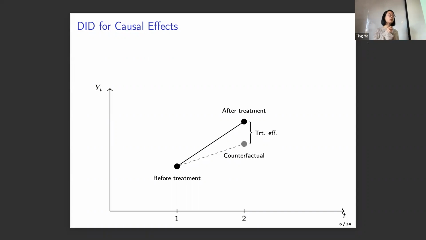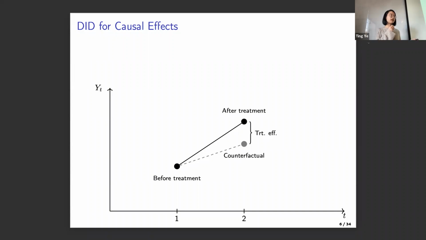So what we actually want to conceptualize is a counterfactual outcome path for the treated group had they not taken the treatment. This is represented as this gray dashed line, which is the counterfactual outcome path for the treated group in the absence of the treatment. And then their difference in the post-treatment period will be the treatment effect of interest.